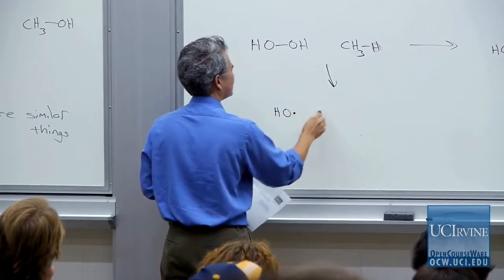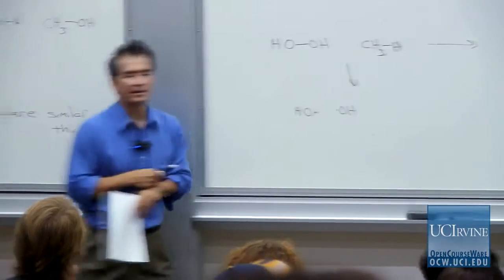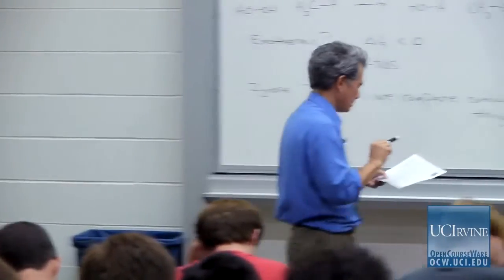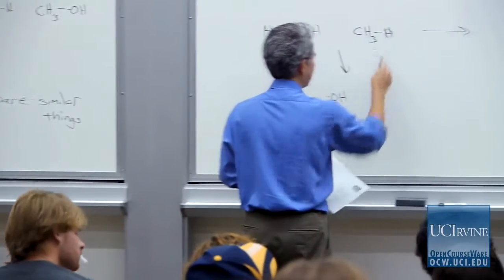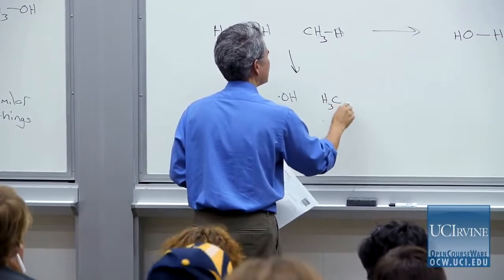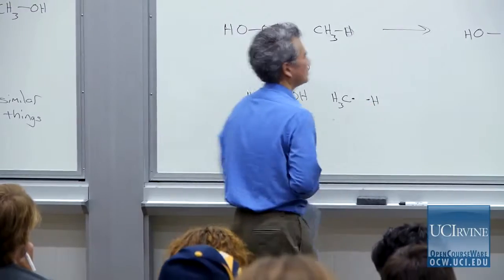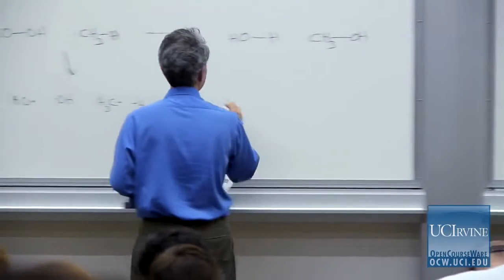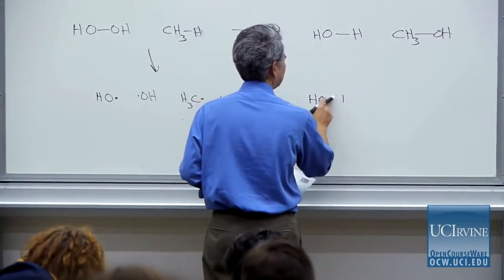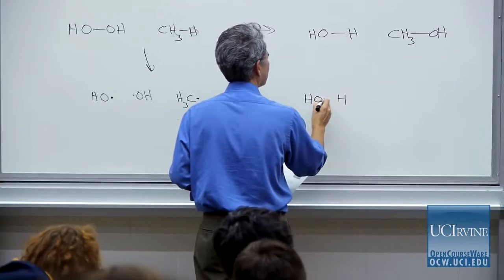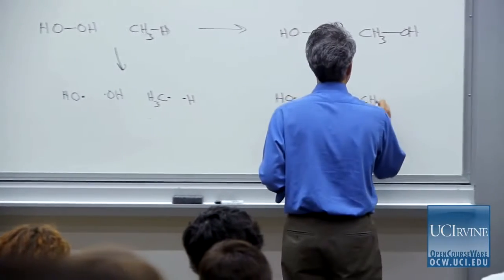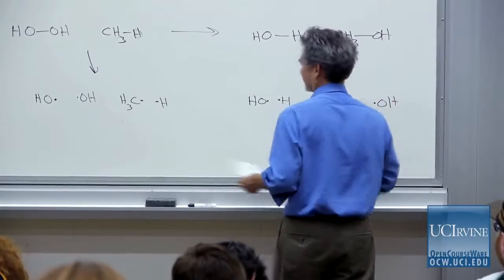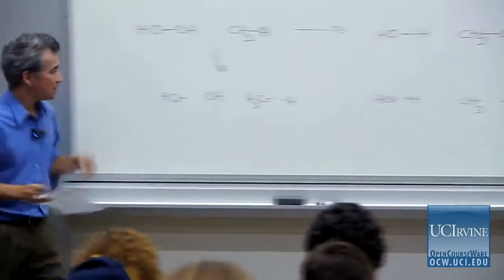What does it cost to break this hydroxyl-hydroxyl bond to give two hydroxyl radicals? In other words, to homolytically dissociate that. I have a reasonable idea about what it costs to break a CH bond to give two radicals. And I also have a reasonable idea about what it takes to break this water O-H bond to give two radicals. And I'm just going to continue on with this idea here. And I hope I'm getting my pieces right.